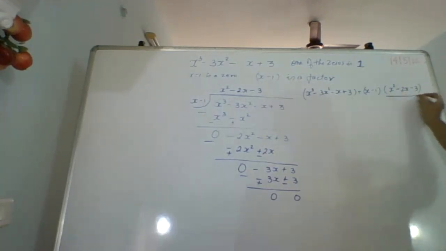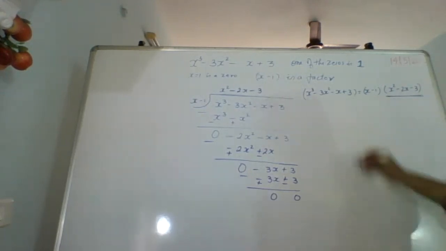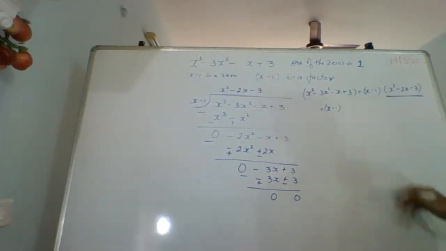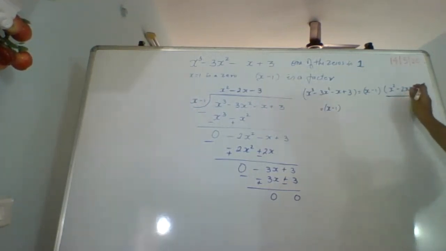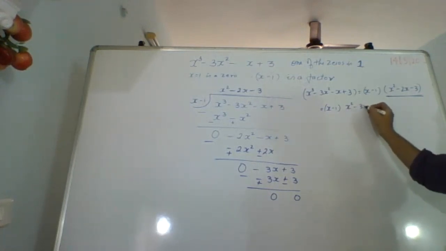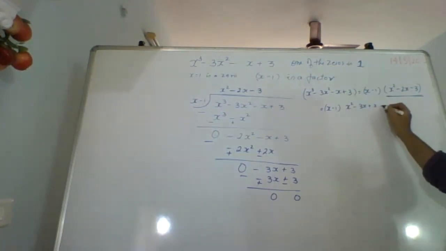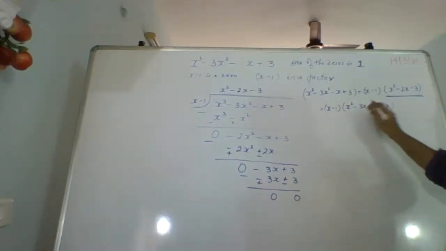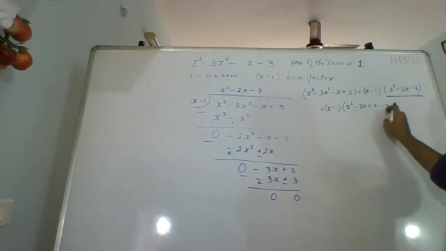Now this I am going to factorize further by splitting the middle term. So this will become x minus 1 will remain as x minus 1. This minus 2x I can write as x square minus 3x plus x minus 3. Now just split up. Minus 3 plus 1 will give me minus 2, and minus 3 into 1 is going to give me minus 3.